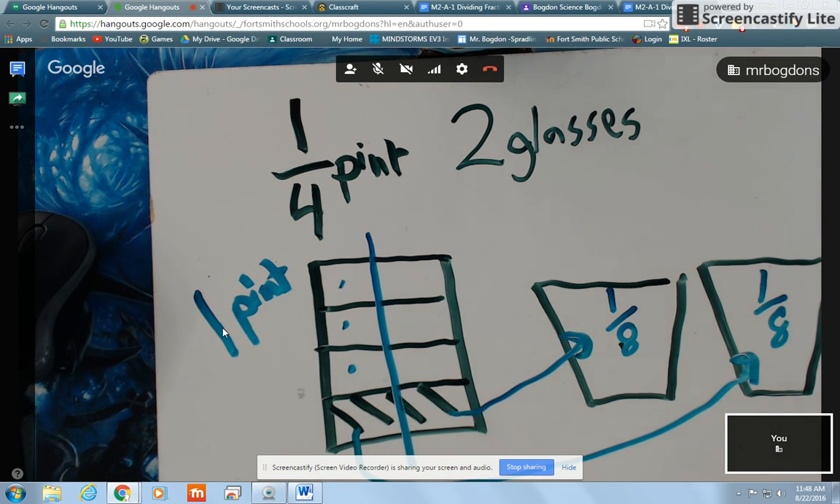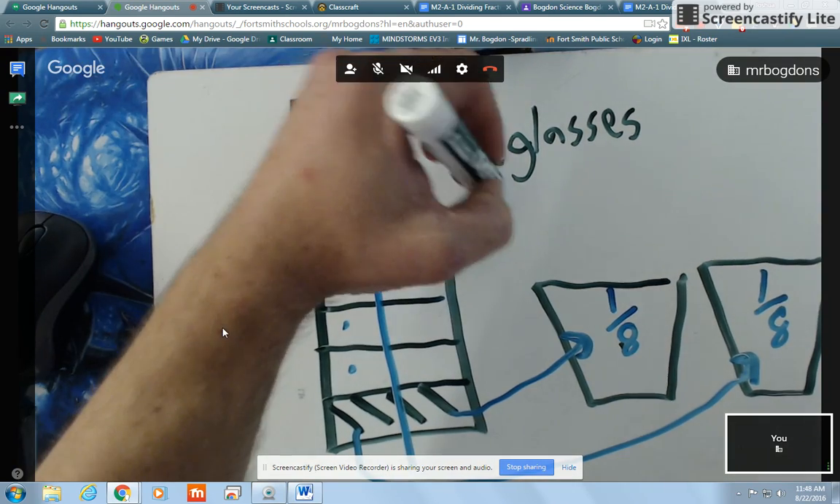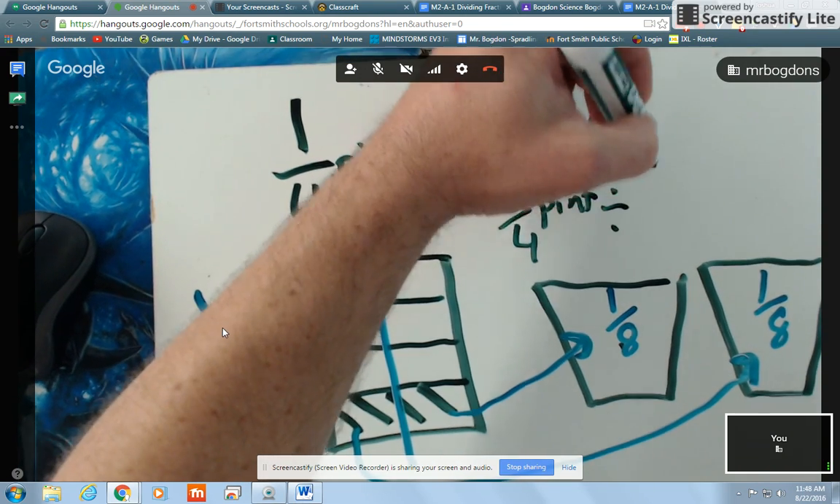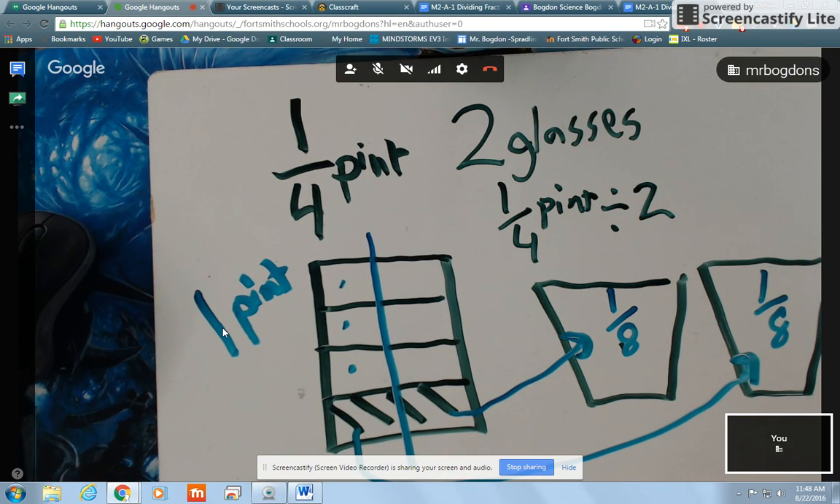How else could I write this using math? I know that I'm going to be subtracting off pieces repeatedly. Subtracting repeatedly is the same as doing what operation? Division. Very good. So I could write this question as 1/4 pint is being divided by 2. So 1/4 divided by 2, I showed using models, is equal to 1/8.